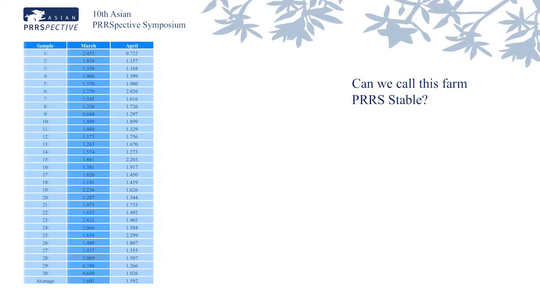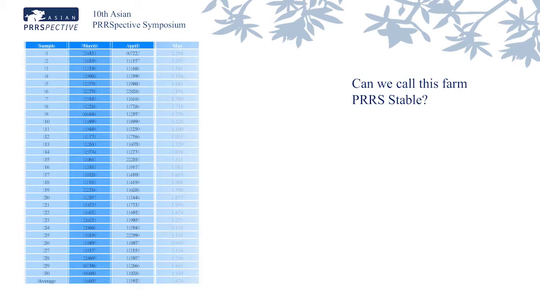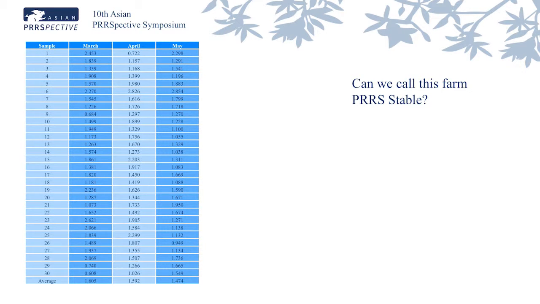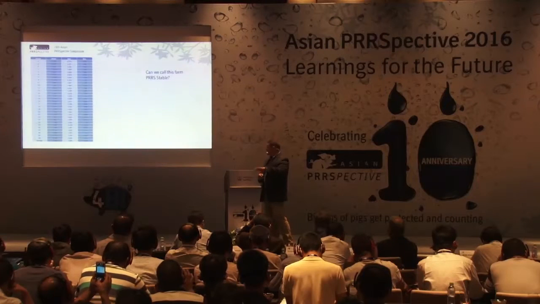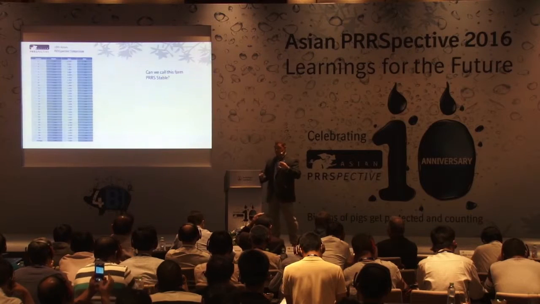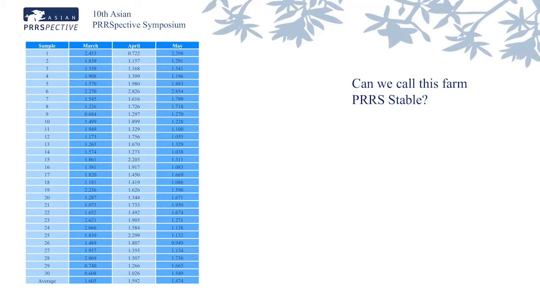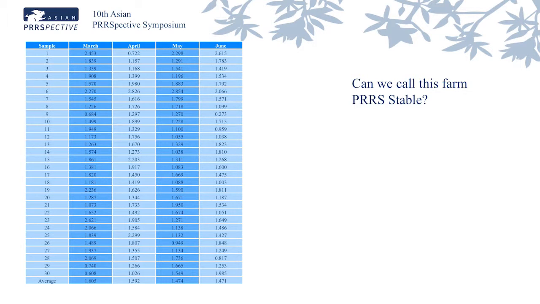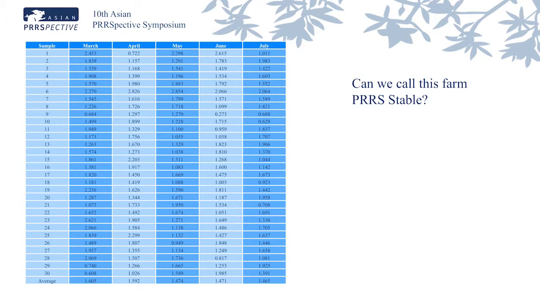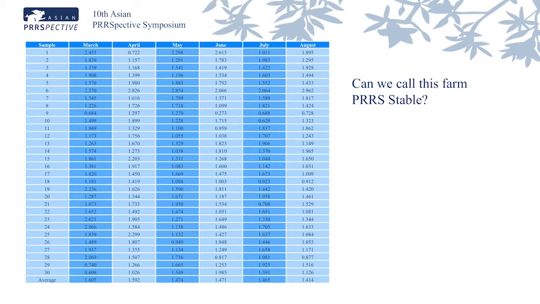April, similar results, but we see the average S to P ratio has dropped. We've gone from a 1.6 to a 1.59. In May, similar results. Our average S to P ratio continues to decrease, and it looks like the individual animals' antibody levels are decreasing.